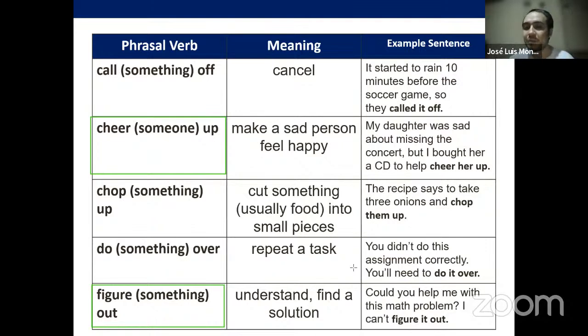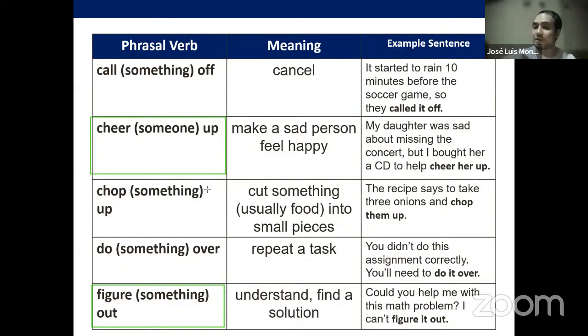So let's repeat that part, please. My dog was always sad when I left my home, but when I got back, I cheered my dog up. Exactly. Or you can say him or her. It depends, right, on the dog's sex, but it's correct. Good. Okay, so that's to cheer up.